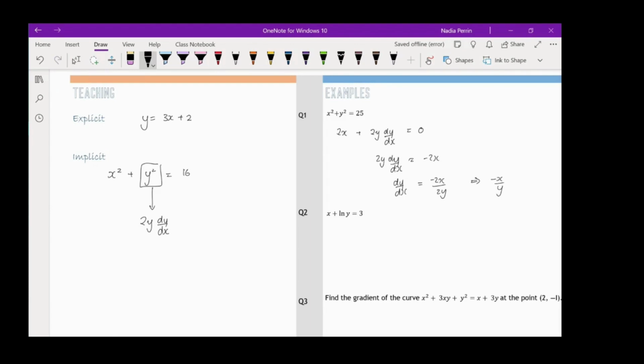dy by dx will equal negative 2x over 2y, or we could say negative x over y. So if we wanted to know the gradient of that function at any point, we would need to know both the x and y values in order to do so.